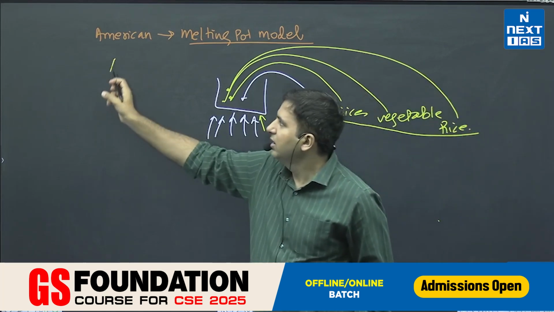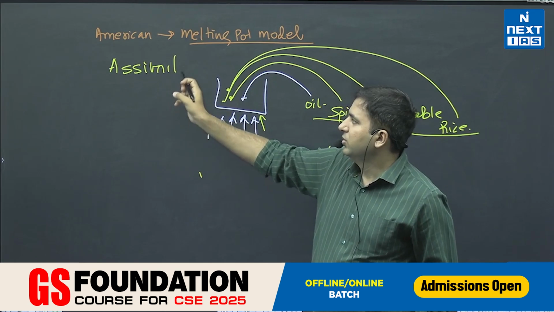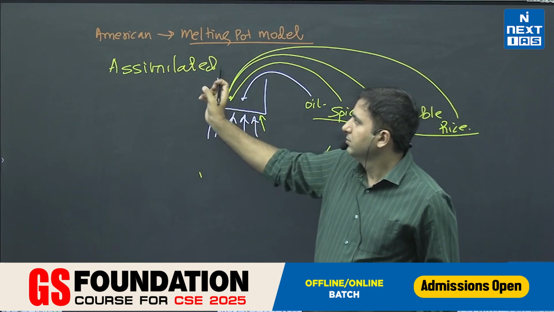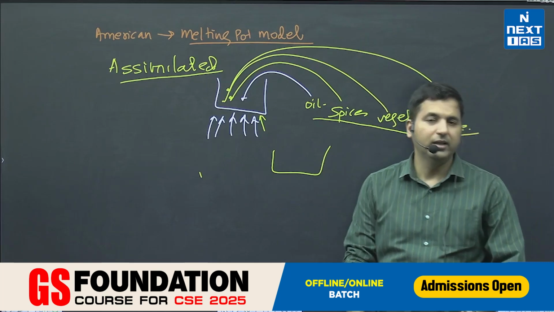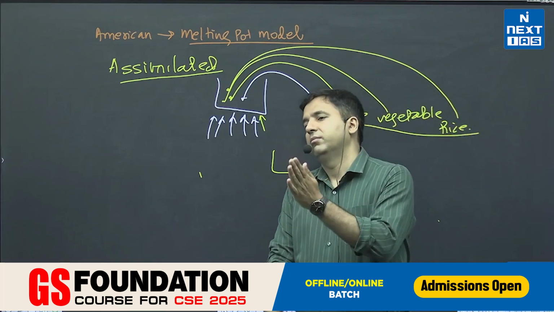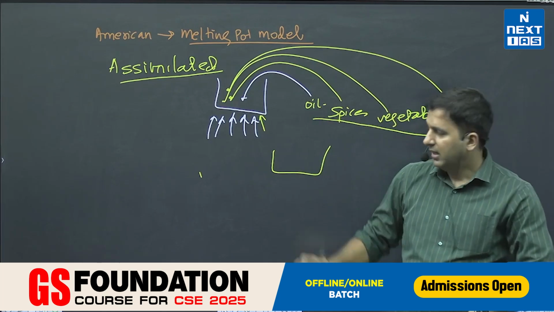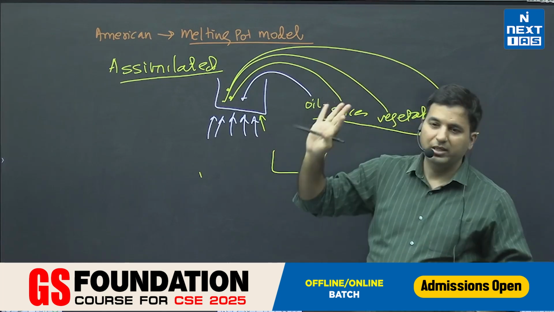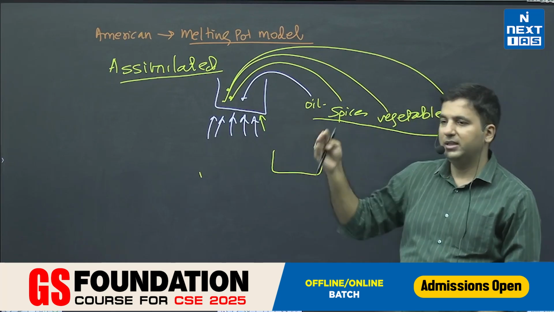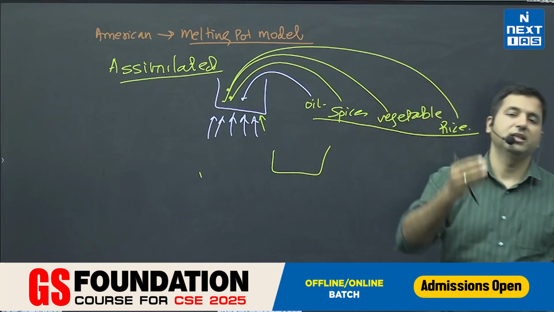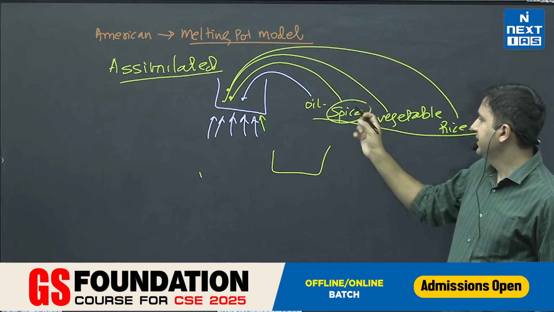Meaning they all got assimilated. Assimilated मतलब एक जैसे हो गए. They melt down and they lose their original identity, and what they were before the dish was prepared, now they are no more the same. अब ये जो oil है वो पहले वाला oil नहीं रहा, because it has been added with lot many things. The rice which you have added is no longer the same rice which was earlier present. Same goes with spices and vegetables.